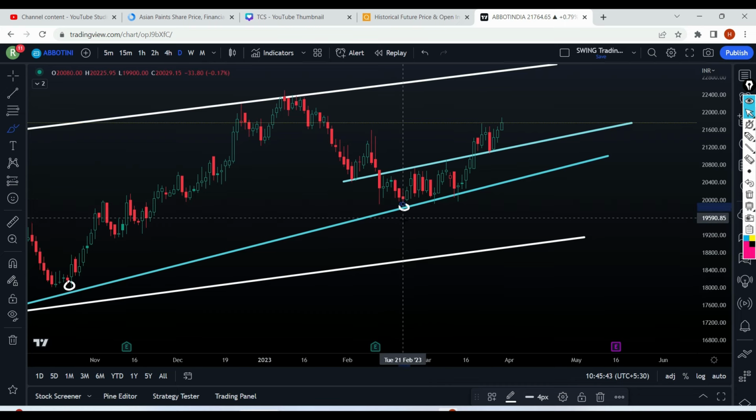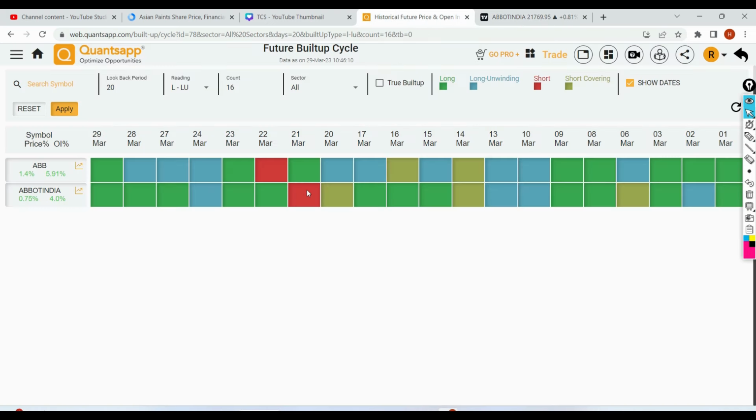See, that's what I'll explain to you. My price action says there is a strong trend line here, so maybe the stock might go up, right? And then I'll see if my alert gets triggered saying that About India is at a very critical support line and the stock might go up, so now I can go long. But if I want to combine it with the data driven approach, if I want double confirmation, I'll go to this thing. On 21st there was selling, but on 22nd March there was a green.